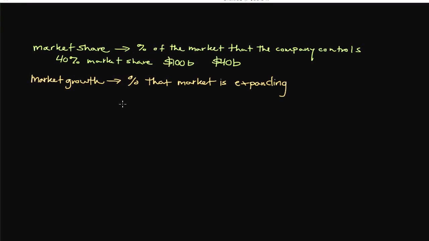So now that we know the variables in the BCG matrix, let's go ahead and plot out the matrix itself and go over some of the different components included in the actual matrix.